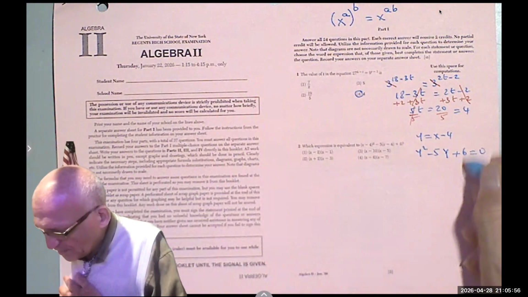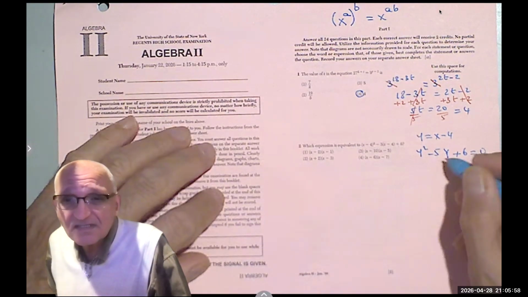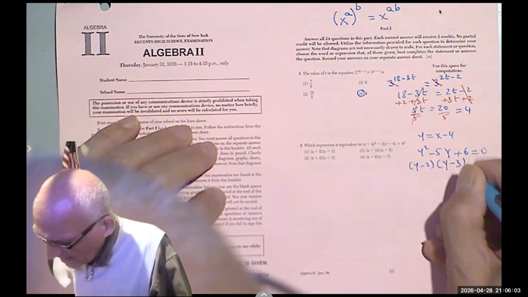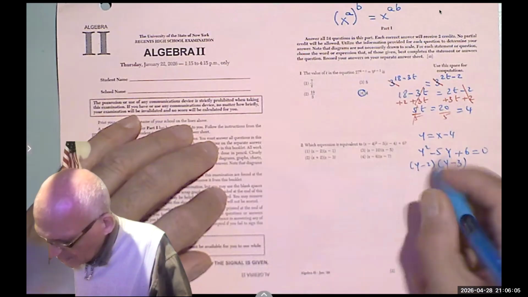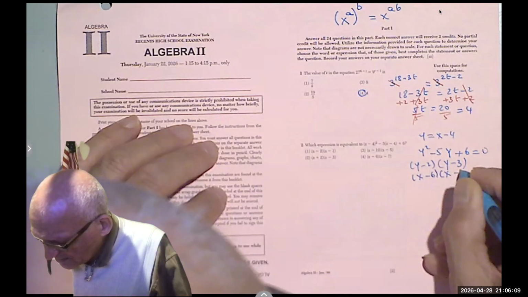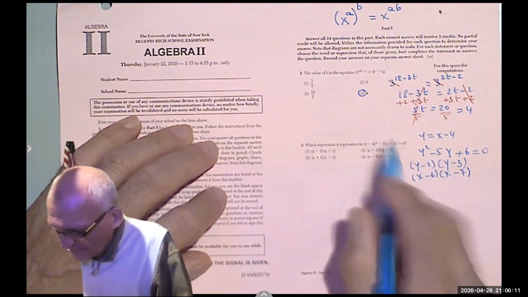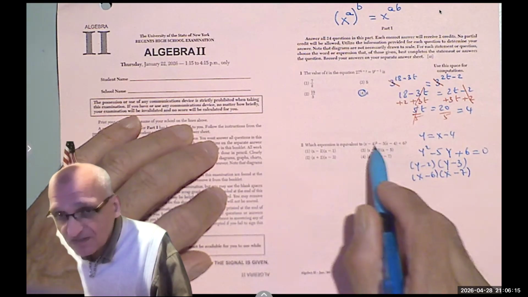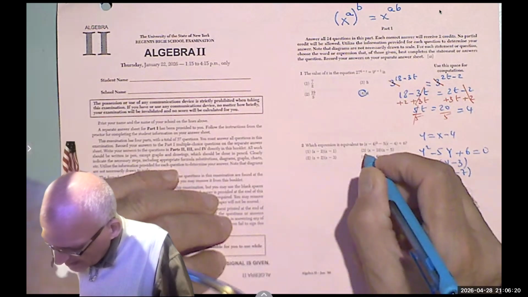You want two numbers whose product is 6 and whose sum is negative 5. So it's y minus 2, y minus 3. But y is x minus 4. So x minus 4 minus 2, x minus 4 minus 3. You didn't need to do any of that. I could have said x minus 4 minus 2 and x minus 4 minus 3 from the get-go, and that is 4 again.